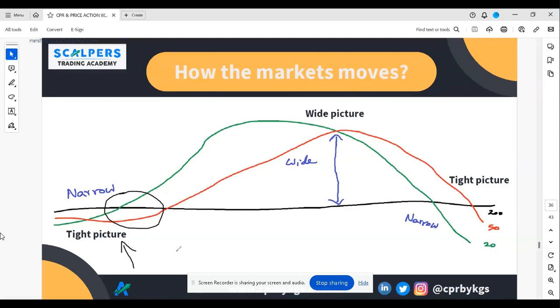So candles 20, 50 are closer to each other. That is called a tight picture. And whenever the 20, 50 crossover happens, here 20 is above 50. So here 20 is below 50. So this is called a white picture. 20, 50 are away from 200. Energy is gone. 20, 50 lost energy.